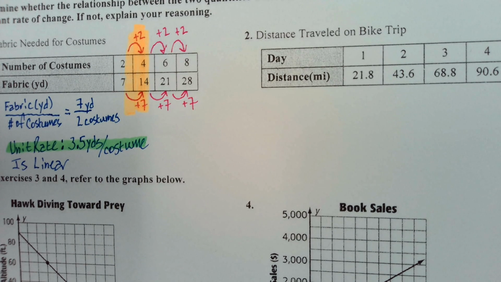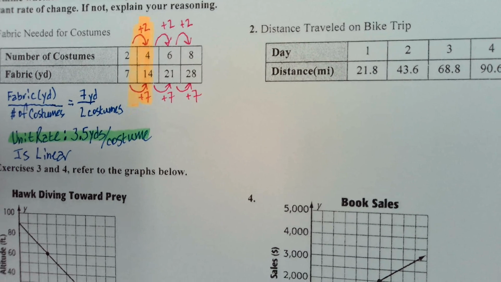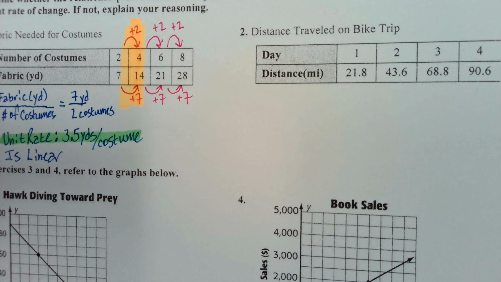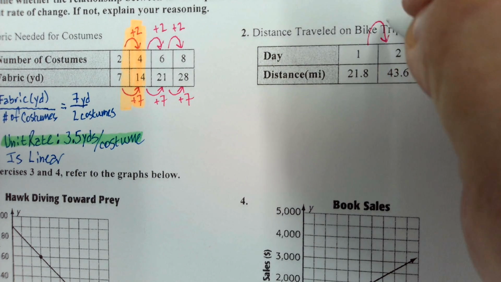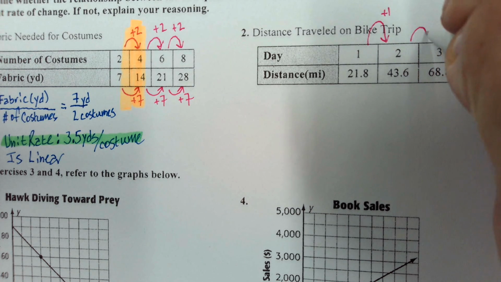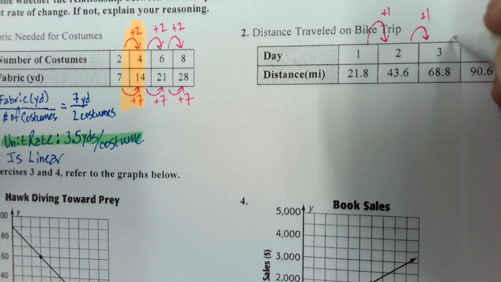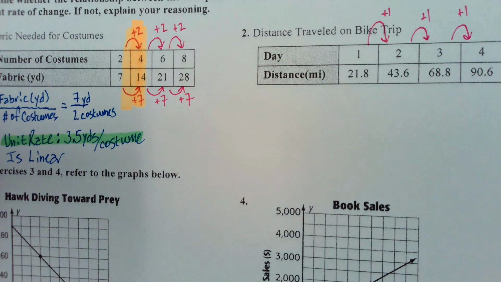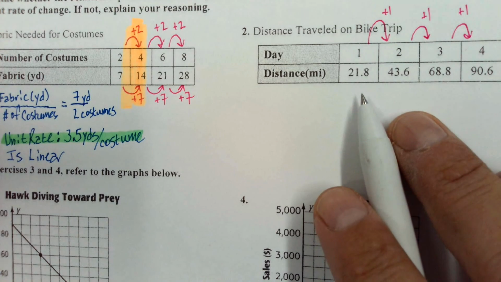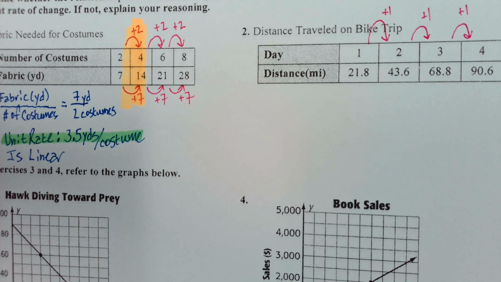So this time we're looking at distance traveled on a bike trip. We're dividing it up into days and then the distance in miles traveled each of those days. So let's see what we have for the days. Looks like we're increasing by 1. Would you agree? Definitely going up by 1. So that's pretty easy. And so then we want to compare that to the change in the distance.